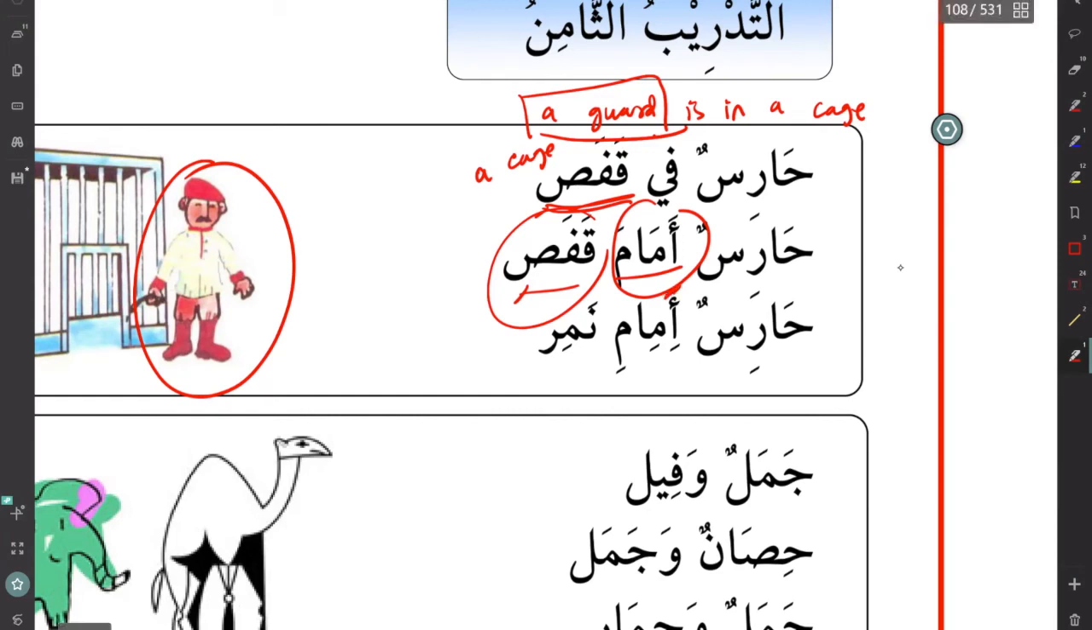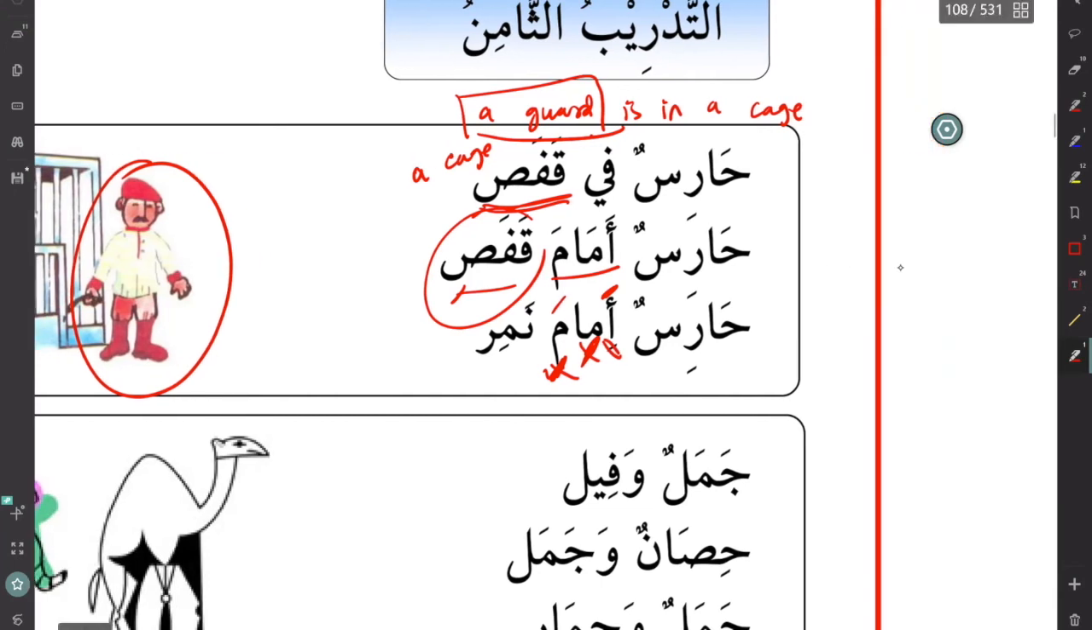Again, this is another mistake. It's amama. I don't know. They're making a lot of typos here. So amama. What's going on? All of these are wrong. So it should be amama namir, which is in front of a tiger.